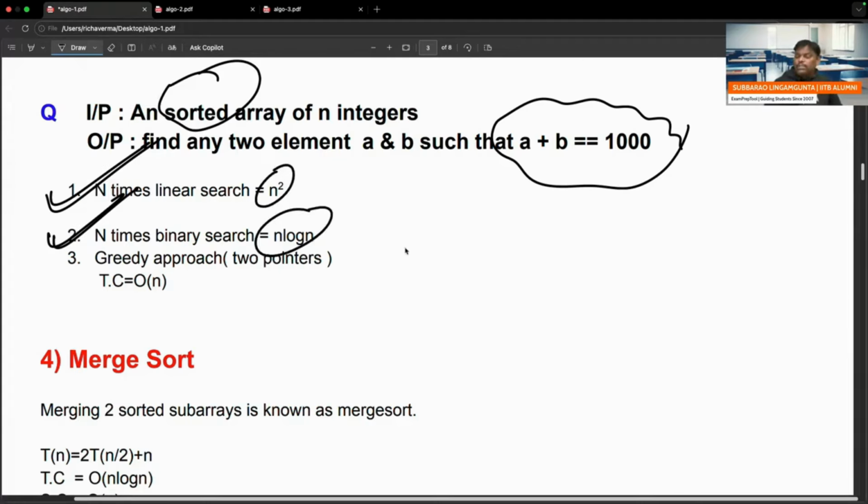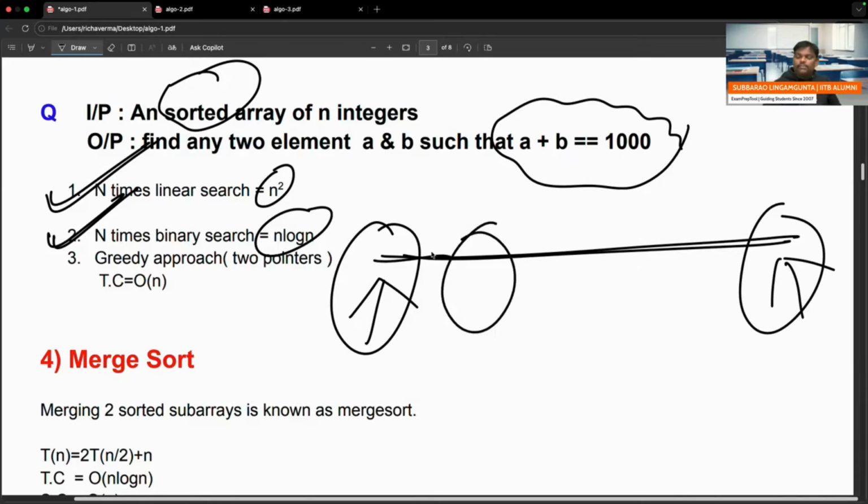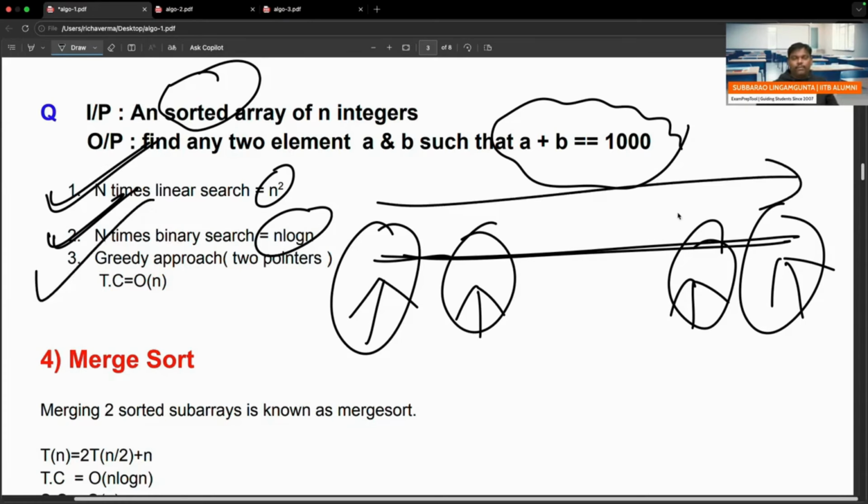Now one more thing is the greedy technique. Here take one pointer, one variable or one pointer, whatever. You add both of them. If the sum is 1000, stop. If it is less, increase the smaller person. If it is more, decrease the bigger person. So like that it goes on. This is called the two pointers technique, which is I think one scan, which is order of n. It's almost like one scan, which is order of n.